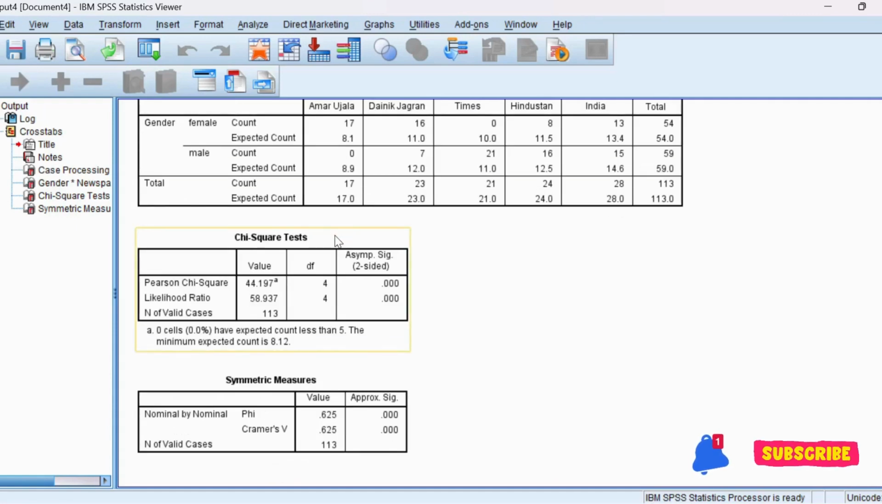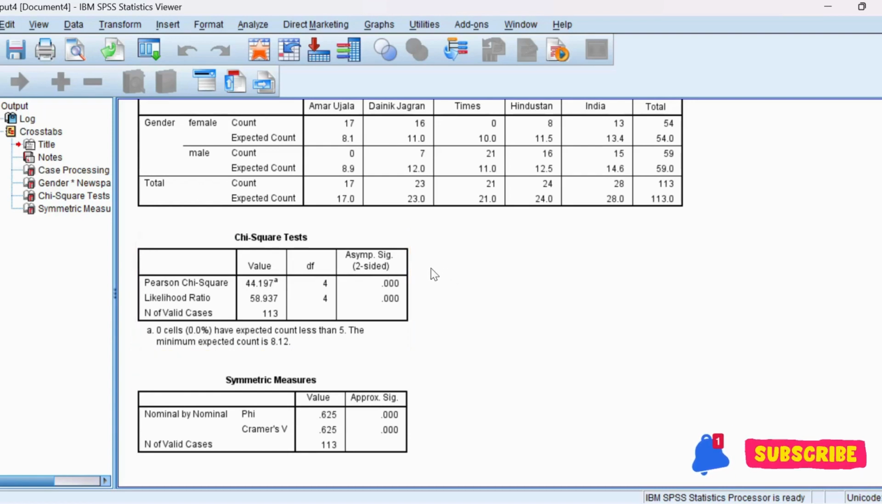Now we come to the chi-square test table. Here the Pearson chi-square value is 44.197 with 4 degrees of freedom. And always keep in mind that there should be no cell with an expected count of less than 5. In order to get normality, you should have no cell with an expected count less than 5. So that particular condition is being met here.